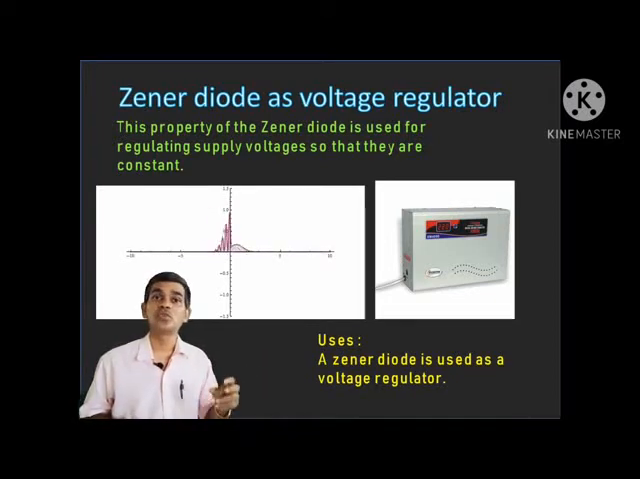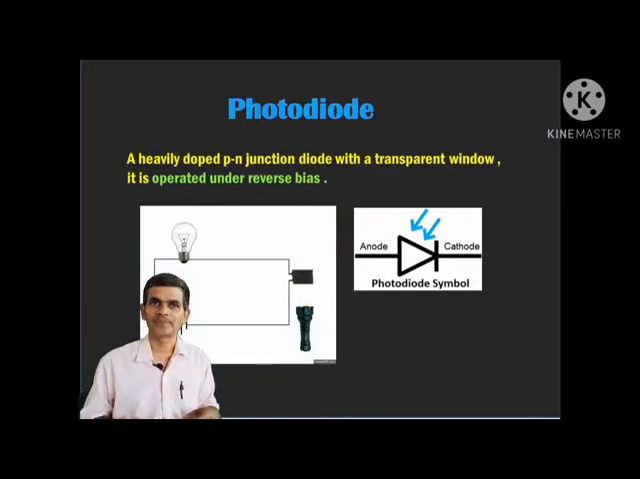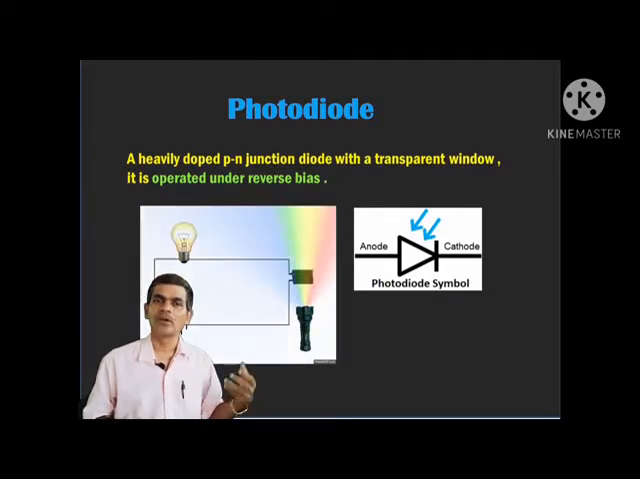And next one is the photodiode. The photodiode is a heavily doped PN junction diode, but it is operated in reverse bias. It has a transparent window. When light falls on this diode, it conducts. You can observe the circuit symbol also. When light falls on the diode, it works, like that it conducts. How does it work? Let us see.